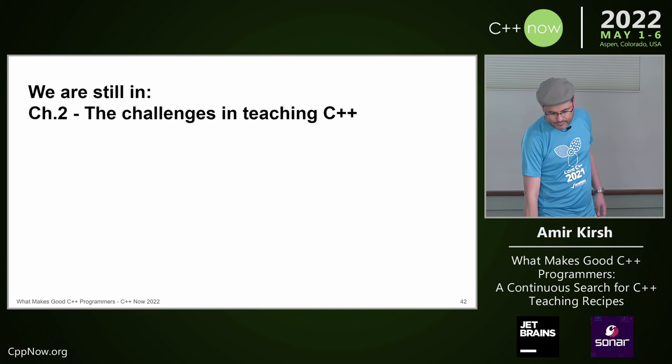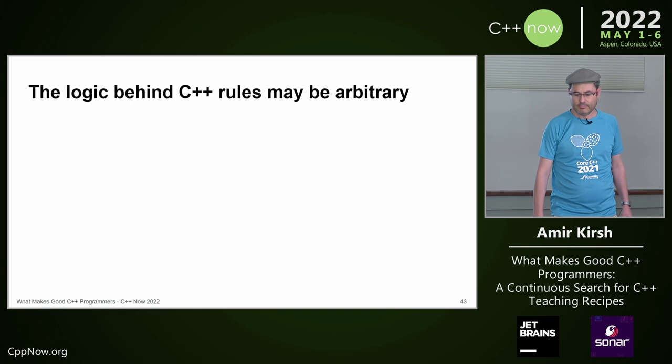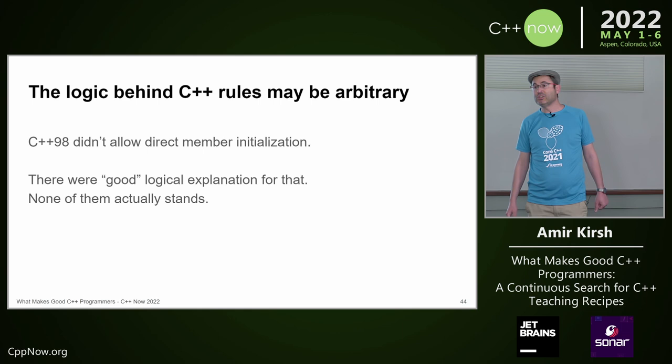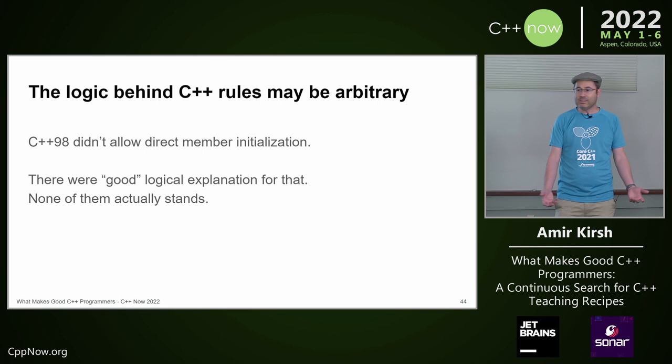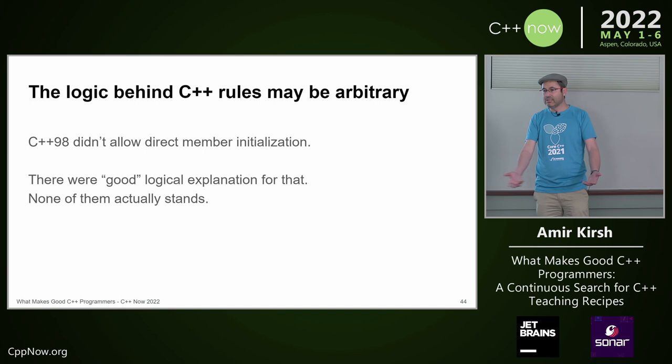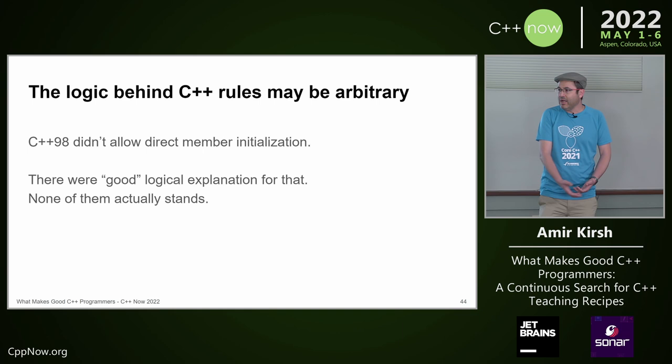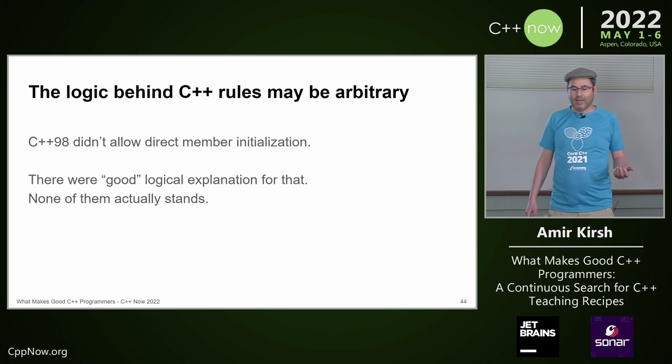A few more challenges. The logic behind C++ rules might be arbitrary. C++98 didn't allow direct member initialization. And many books said that the reason is that the member doesn't have any place in memory yet. Well, it's a bad explanation, because now we can do that, and nothing changed about the instance not having any place in memory yet. At the end, the compiler is smart enough to do something with that. So I didn't use this argument. I have a better argument. And the better argument is, well, the spec says so.